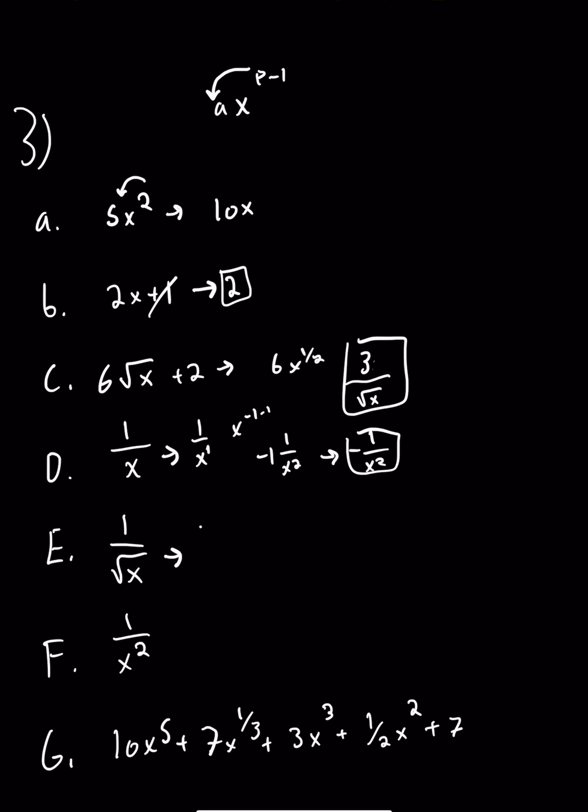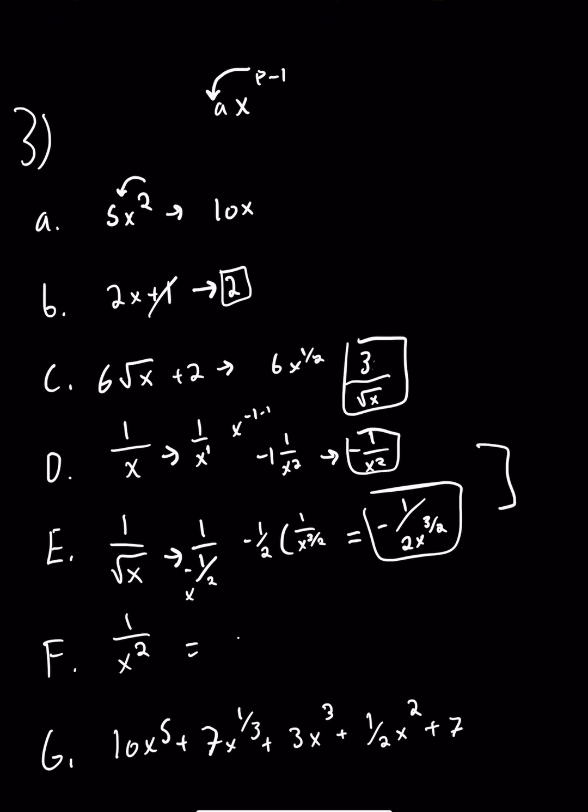Now we do the same thing. Now it's just x to the 1/2. You bring that up, it's negative 1/2. And then you end up with negative 1/2 times 1 over x to the 3 over 2. Or you get negative 1 over 2x to the 3 over 2. Last one, you can deduce from these two problems that this is just going to be negative 2 over x cubed.